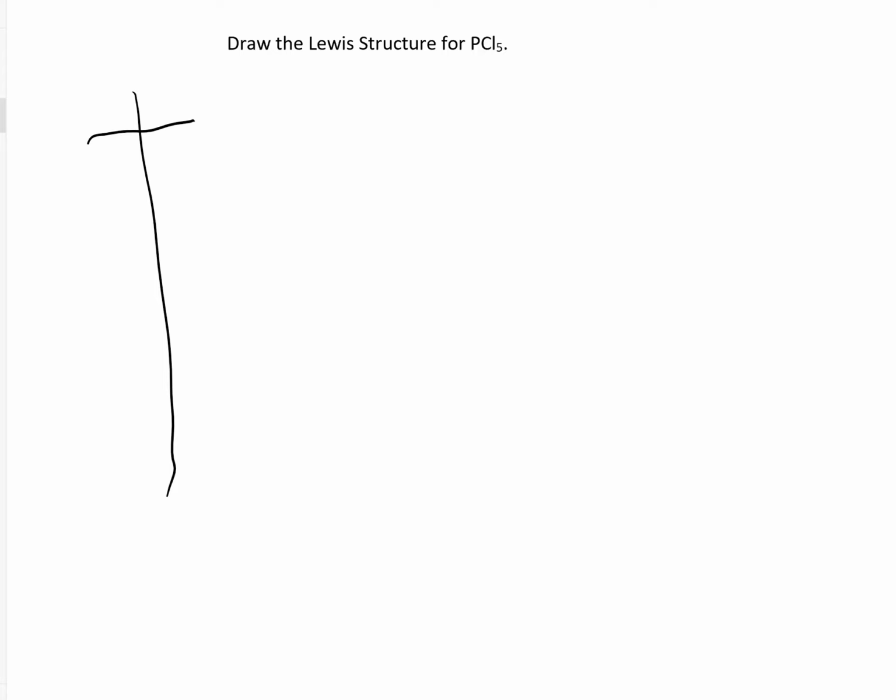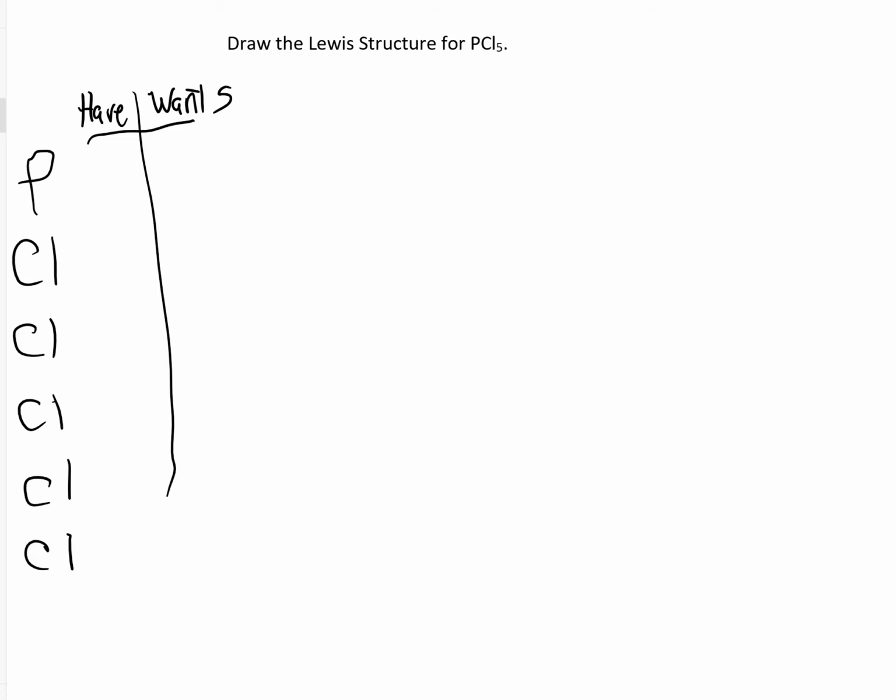Make a list of our atoms. 1 phosphorus, 1, 2, 3, 4, 5 chlorines. Looking at the periodic table, we see phosphorus has 5 valence electrons, and chlorines have 7. And we'll go ahead and fill out our chart here.